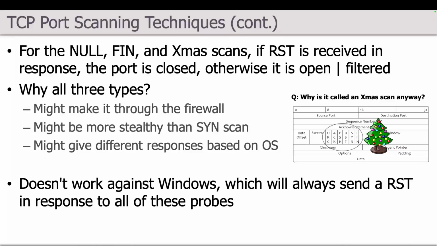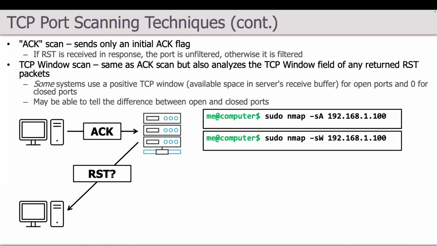And the Nmap documentation mentions that this doesn't actually work in Windows, which always sends a reset and doesn't follow the spec, maybe for security reasons, maybe it's just the programmers at Microsoft. It always sends a reset in response to all of those types of probes, so it provides you no information whether something is open or closed that way. There's a couple others. There's an ACK scan that sends only the initial ACK. There's also a version of the ACK scan that also examines another field of the returned reset packet that can tell you certain things.